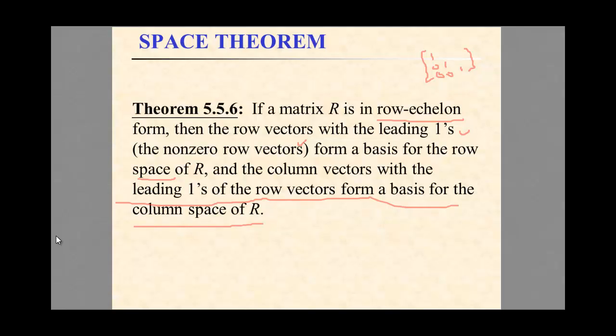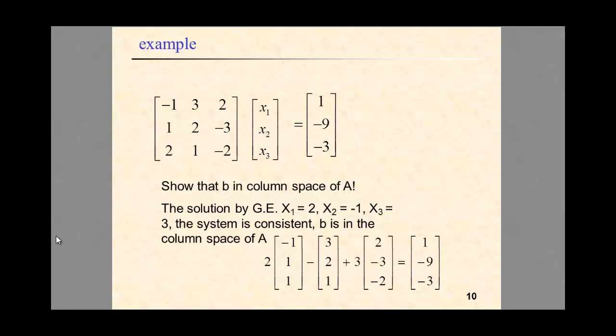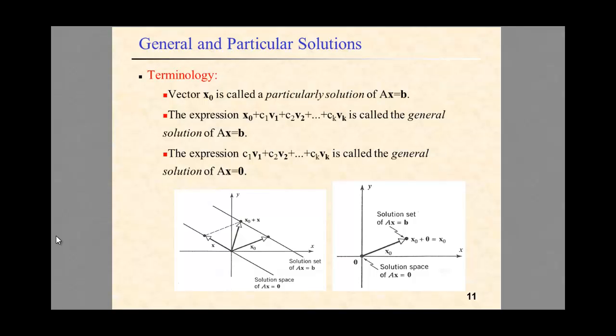From this theorem, we can understand with the help of examples the meaning of leading one and what the column spaces are. With the help of an example, we can understand this theorem. There are several things here: for example, a matrix is given, we have the row vectors, then we have the column vectors, and there are some examples.